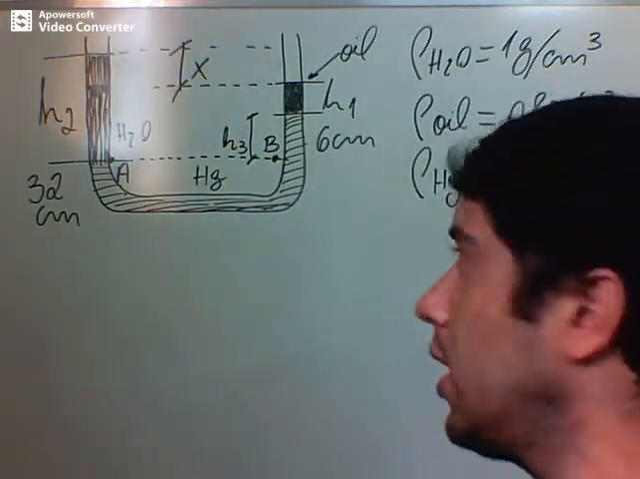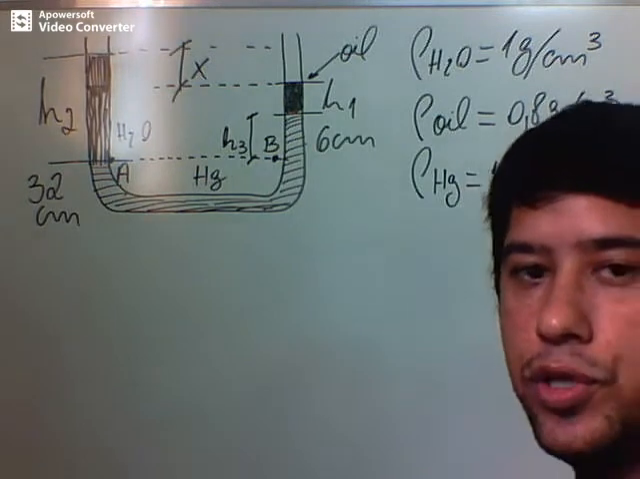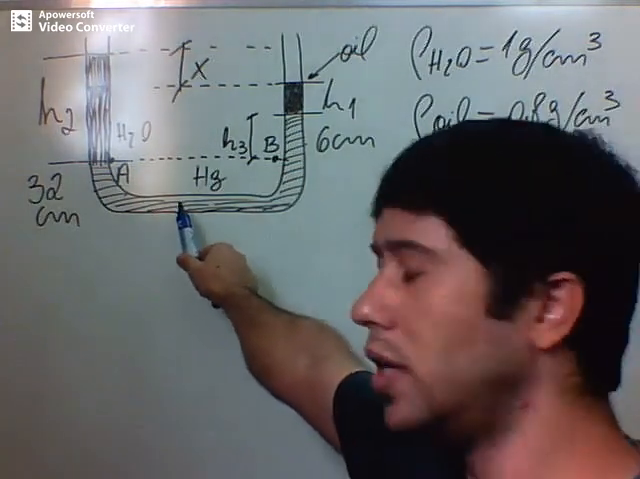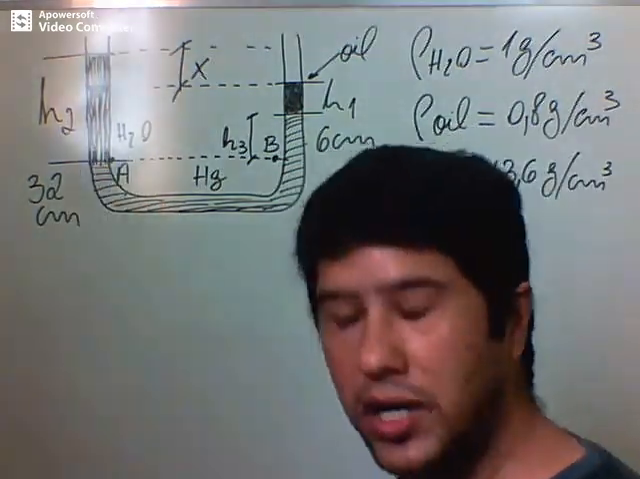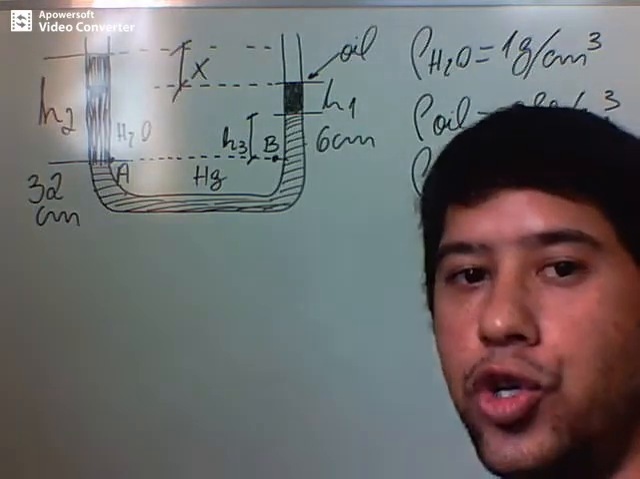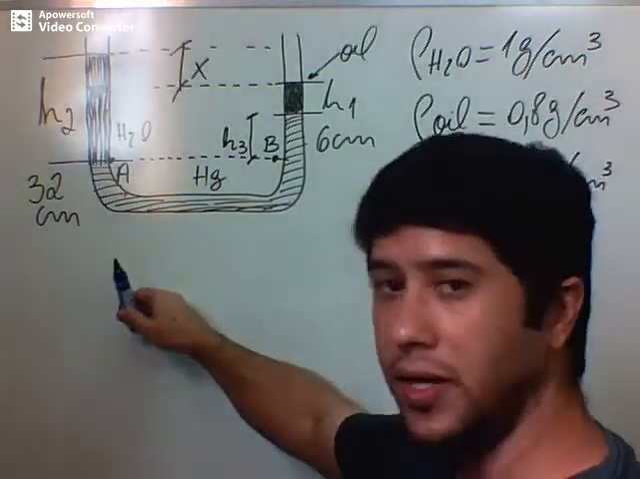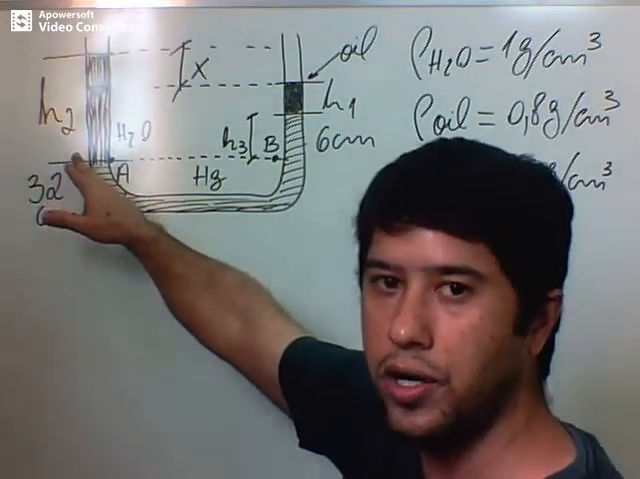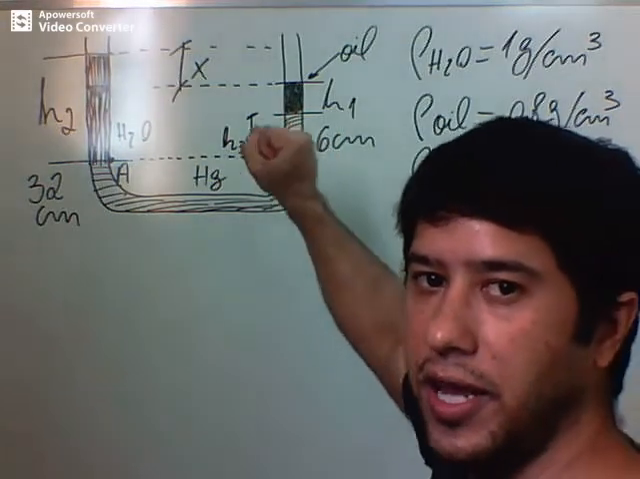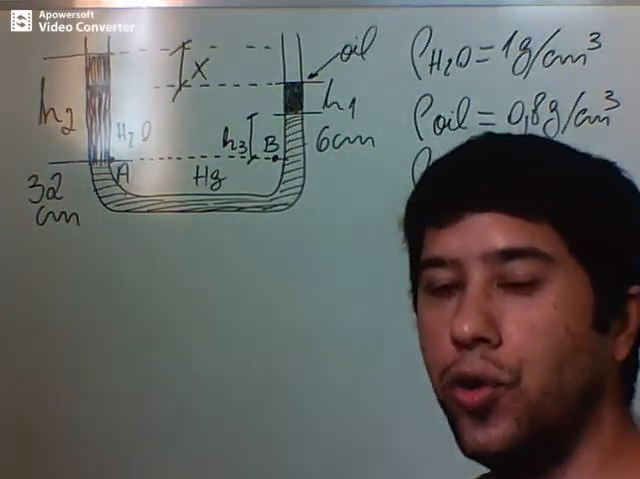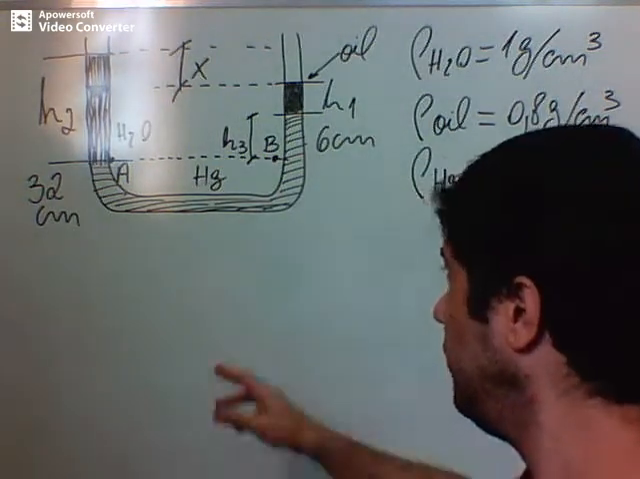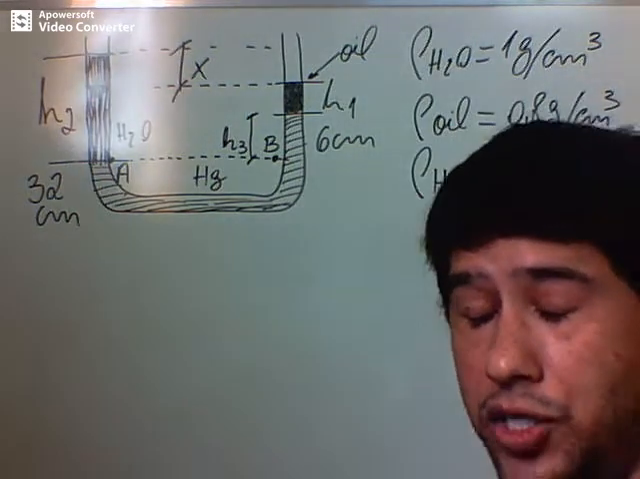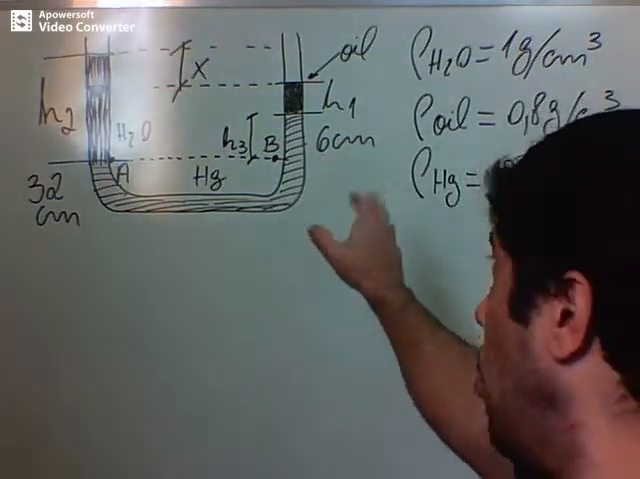I attempted to draw here a U-tube and I put here three fluids. The first one is oil, the second one is mercury, and the third one is water, my friends. And what we wish to calculate is the value of this distance here, because we know that water has a higher density than oil, okay? If you put oil in water, the oil is going to float. But here at the bottom we put mercury, and mercury has a much higher density than water and oil, okay?